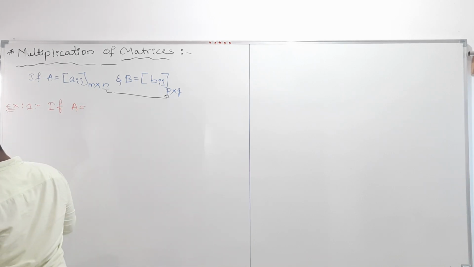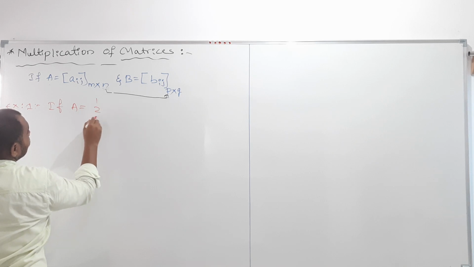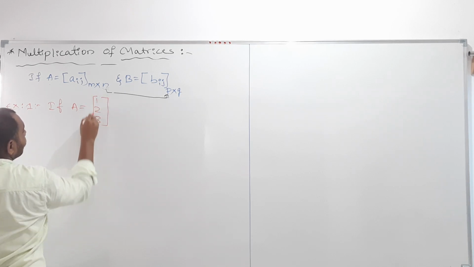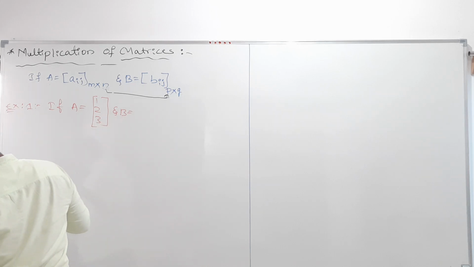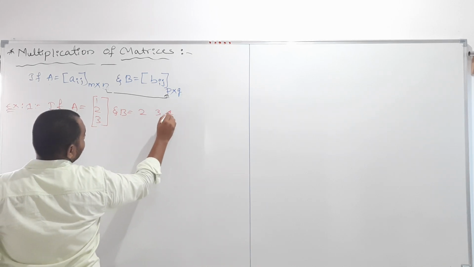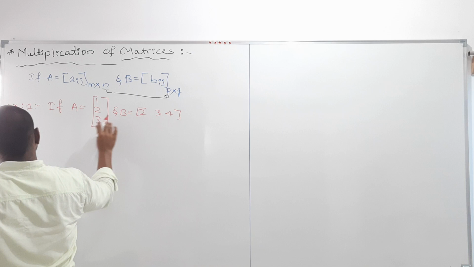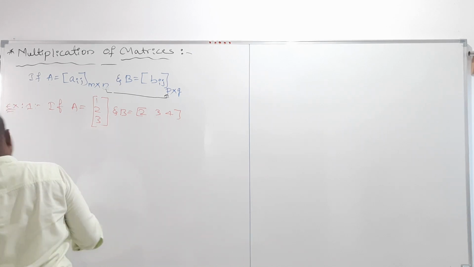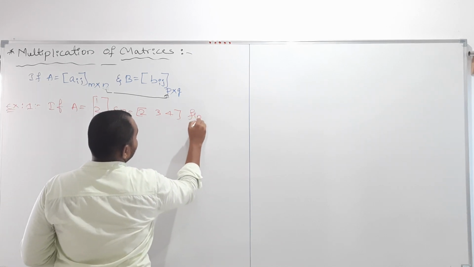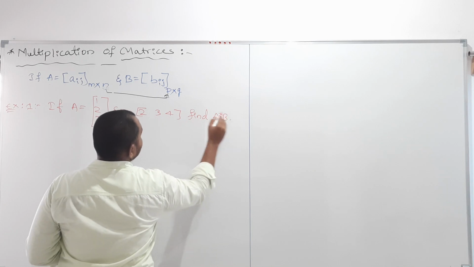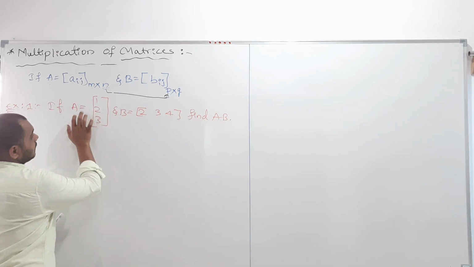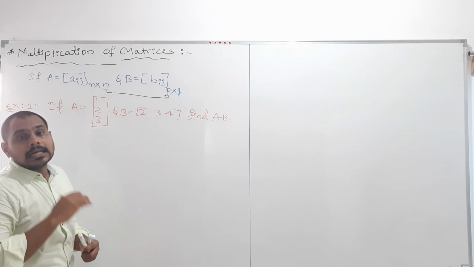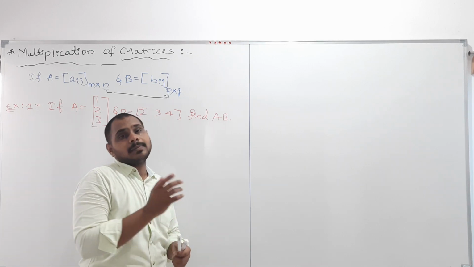So if A is equal to 1 2 3 and B is equal to 2 3 4. My dear students, these are the two matrices given to you and they asked you to find AB. That is, you should multiply AB. Clear? A and B are the two matrices. Now I am discussing how to multiply these two.